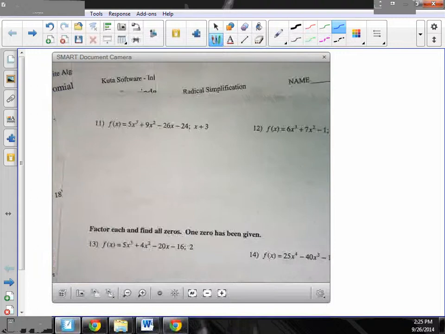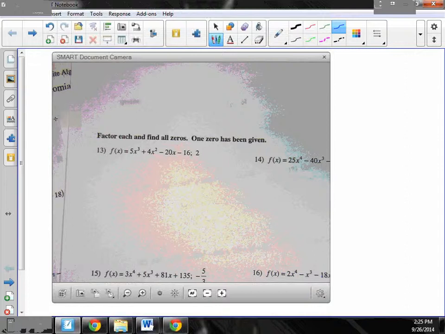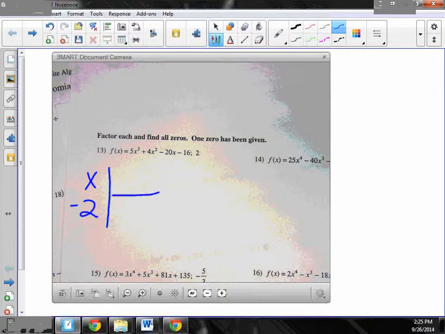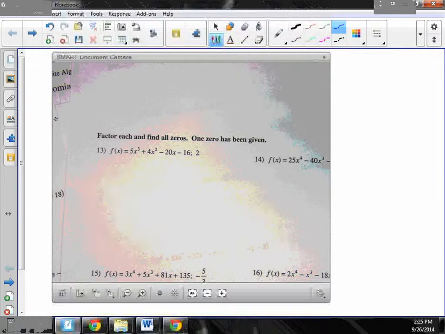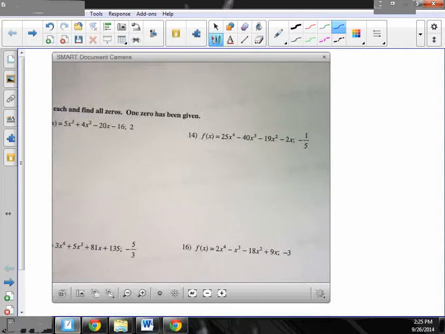So number 13 says, factor each and find all of the zeros. 1 zero has been given. So one of our answers is 2. How am I going to figure out the others? So I need to turn it into a factor. So x minus 2, and I'm going to let you guys do that. But 14 is a little harder. So this one is going to be x plus 1/5.